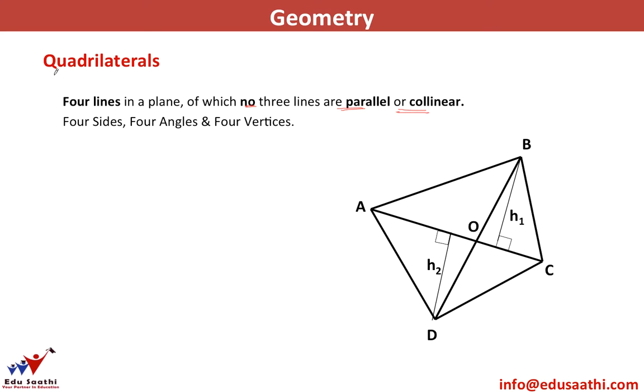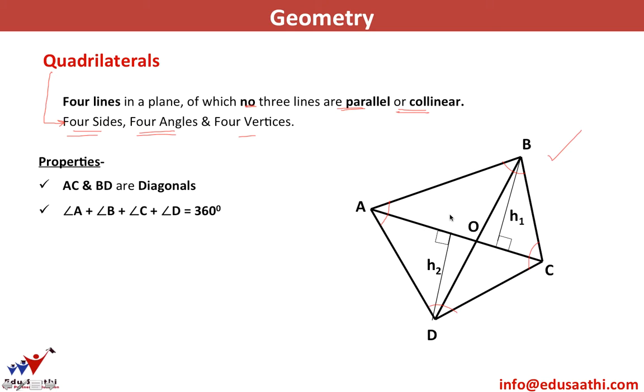In general, what I need to remember is a quadrilateral has four sides, four interior angles and four vertices. And this is how a general quadrilateral looks like. Now if I join the opposite vertices, I get diagonals. So AC and BD are the two diagonals for this quadrilateral. A quadrilateral has two diagonals.